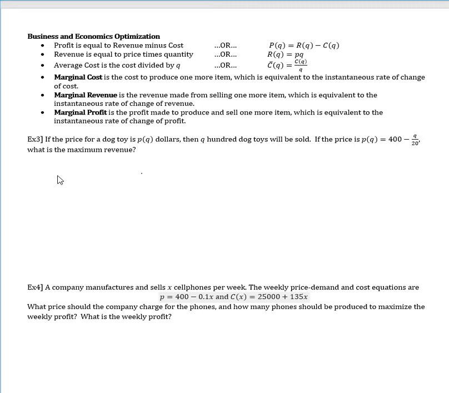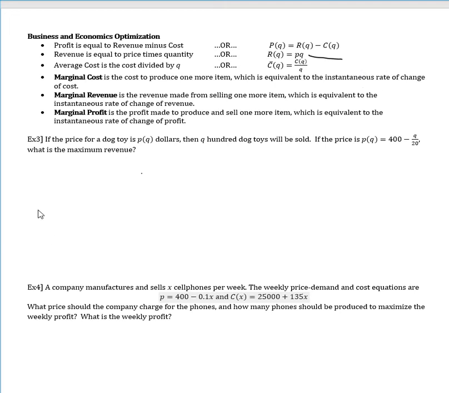In example 3, it says if the price of a dog toy is P of Q dollars, then Q hundred dog toys will be sold. If the price is P of Q equals 400 minus Q over 20, what is the maximum revenue? All right, so this is using our revenue, the second bullet right there. Revenue, so they use Q, that's okay, and that's your price times your quantity.